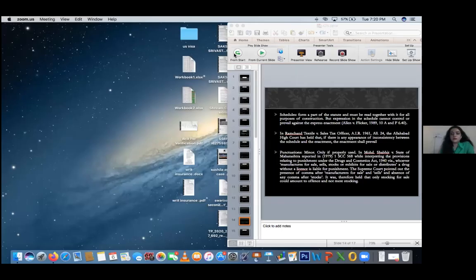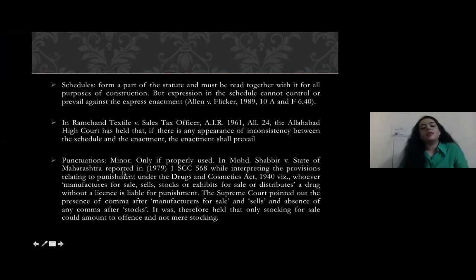this slide. Yeah, punctuation. So these are very minor tools or aids of construction, but they sometimes can make so much difference. If you can read like this, in Mohd. Shabir versus State of Maharashtra case, how a comma made a difference. So the punishment provision of the Drugs and Cosmetics Act 1940 said that whoever manufactures for sale, sells, stocks, or exhibits for sale or distributes a drug without a license is liable for punishment.